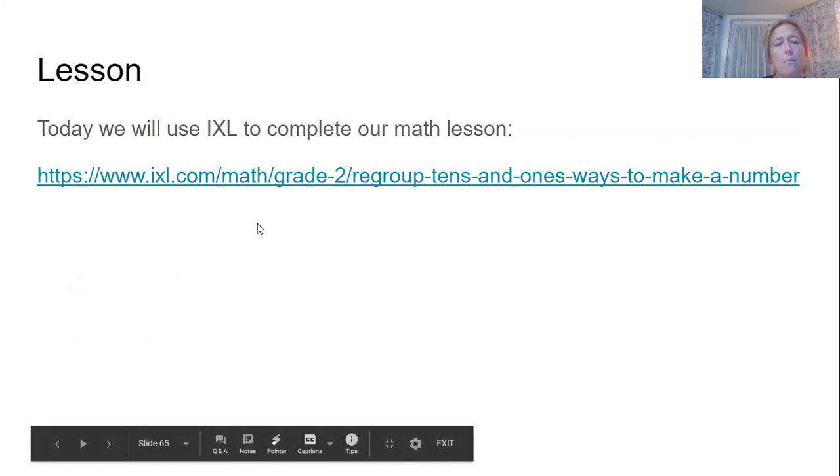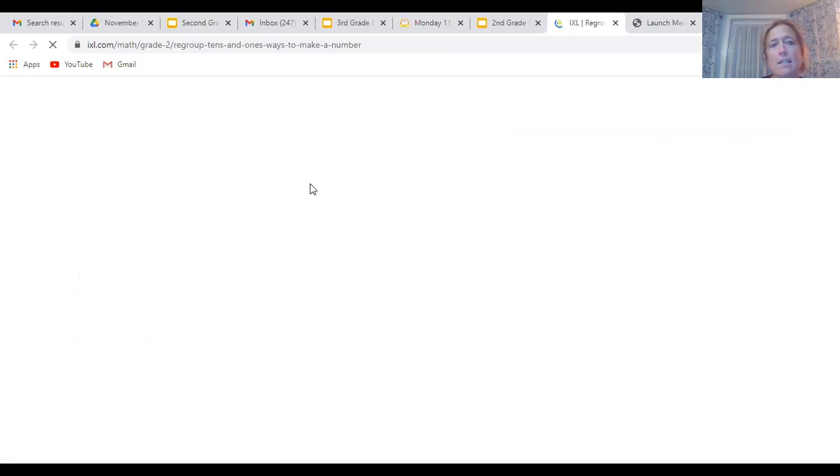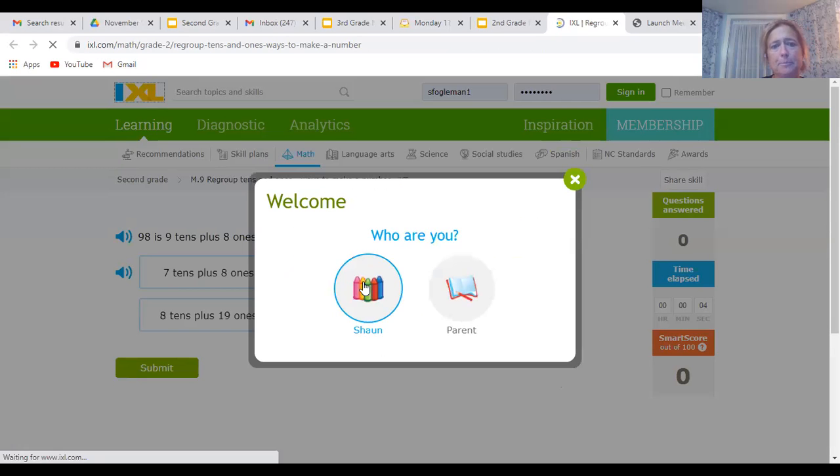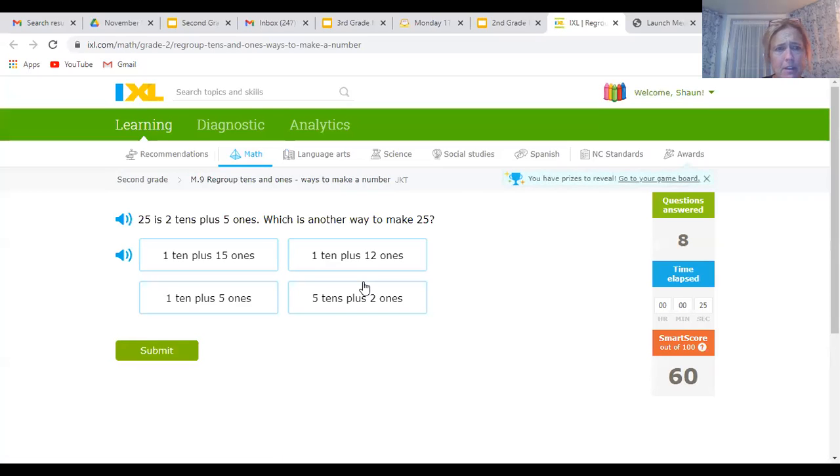So let's go to our work for today. We are going to be using IXL to do our lesson today. And we're going to start by talking about we have 25, which is 2 sets of 10 and 5 ones. What is another way to make 25? Okay, so we've made 25 as 2 sets of 10 and 5 ones.